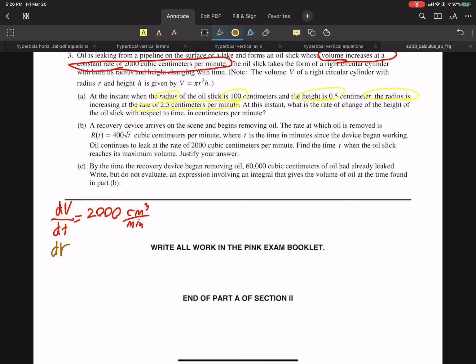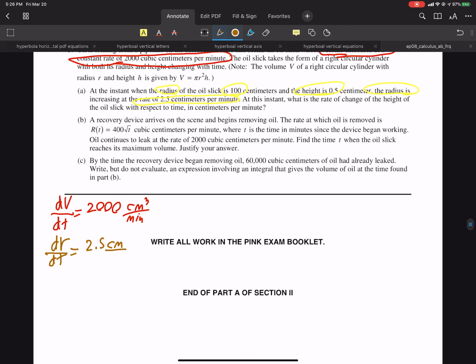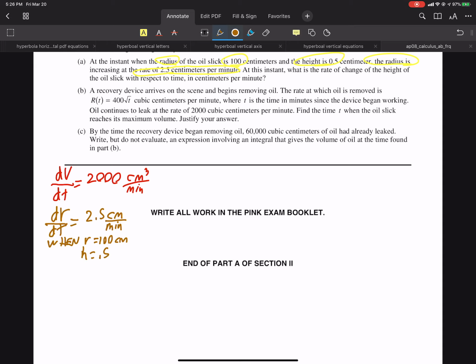So the radius is changing. dr is changing radius as time changes. And that's going to be 2.5 centimeters per minute. Now, this is at certain conditions. That's when R is 100 and H is 0.5 centimeters. All right, what are they asking for? Let's do this nice green. They want the rate of change of the height. They want dh dt.